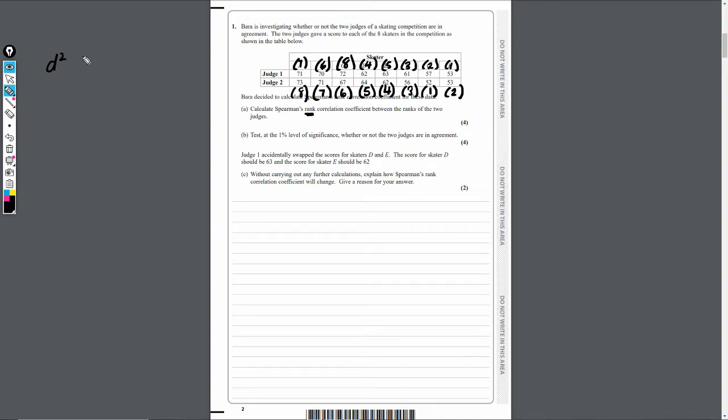So I'll just write them all along here. The first one's 1. 6 minus 7, square it, that'll be 1. 8 minus 6 and square that, that'll give me 4. 4 minus 5, square that, I get 1. 5 minus 4, square that, I get another 1. 3 minus 3 and square that, I get 0. 2 minus 1, square it, I get 1. And finally 1 minus 2 and square it, I get 1. Okay, so these are my d squared values. I probably should have done it underneath, but there they are.